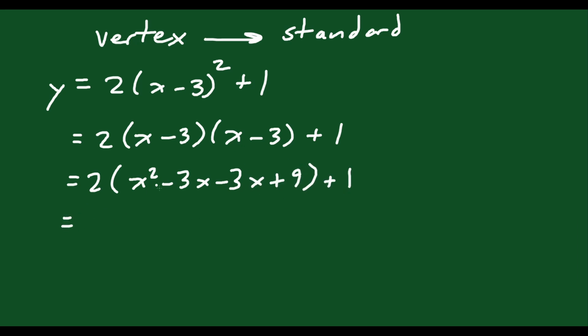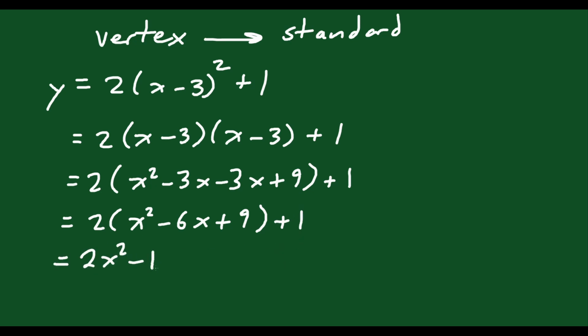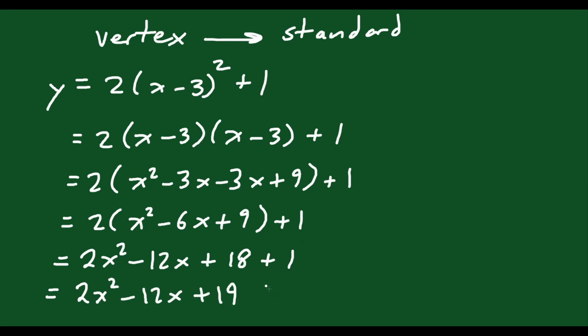You can simplify that, right? x squared minus 6x plus 9, then plus 1. Bring in that 2: 2x squared minus 12x plus 18 plus 1. Don't forget your plus 1. Collect like terms now: 2x squared minus 12x plus 19. Now you have it in standard form.